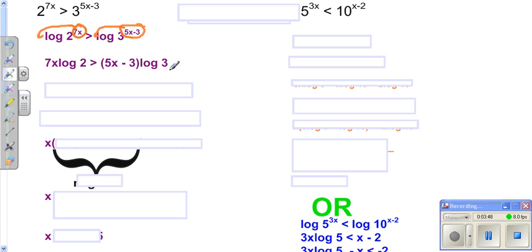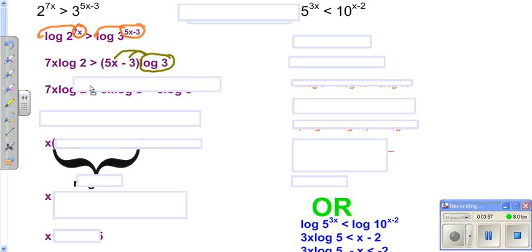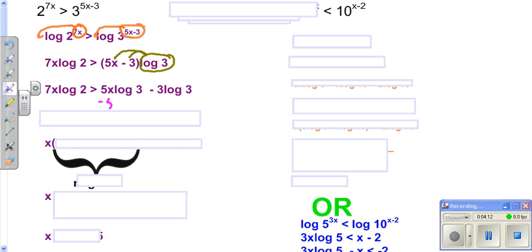Now, this log of 3 is just like a number, so we're going to take this and distribute it through to each one of these to get rid of the parentheses. And that's what we have down here. We're trying to solve it for x. To solve it for x, you need to make sure you have the x's on the same side. Right now we have it on both sides. So let's go ahead and subtract a 5 log 3 from each side.